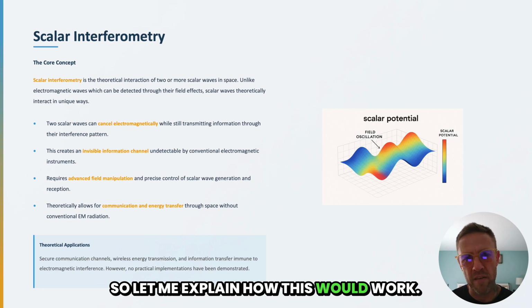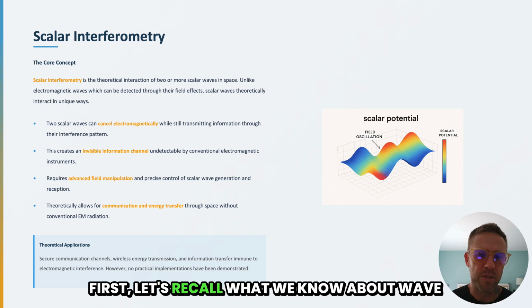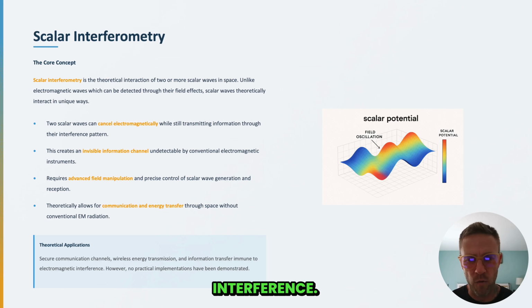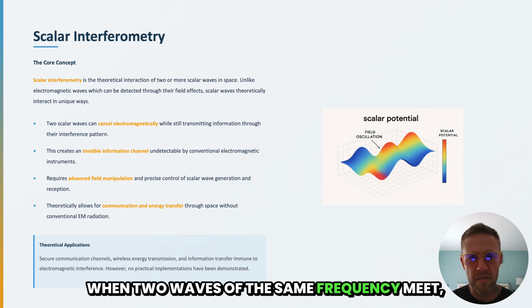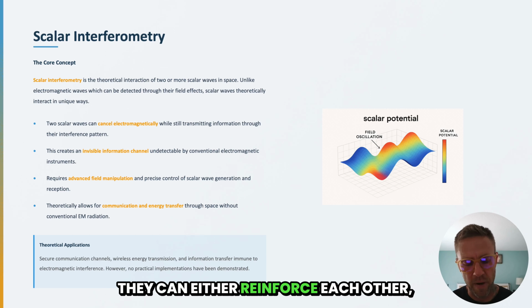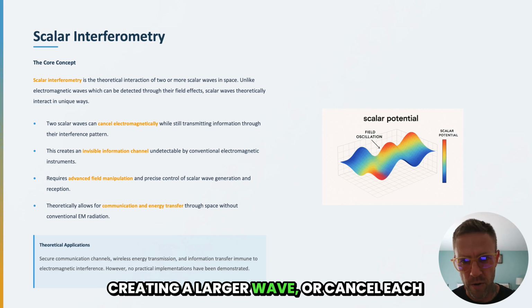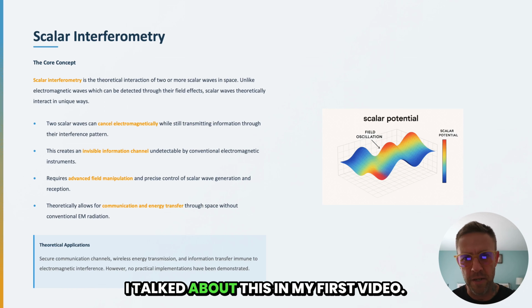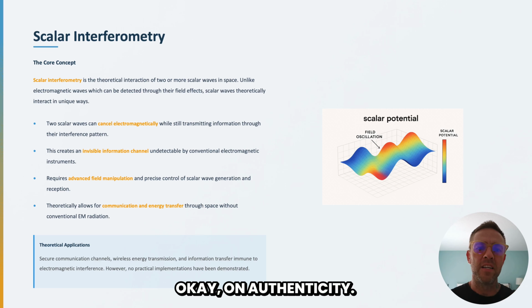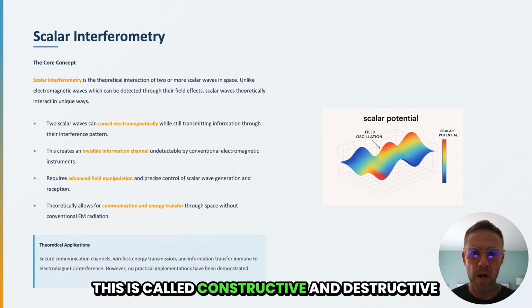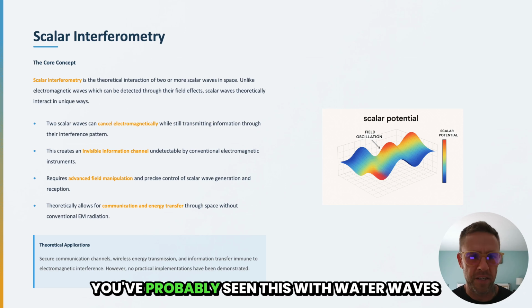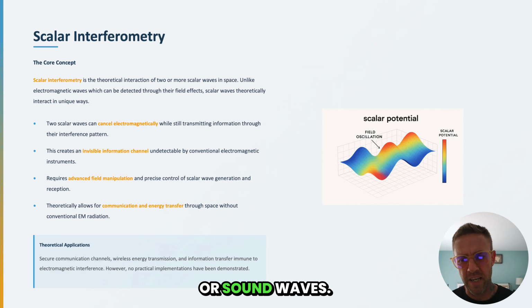So let me explain how this would work. First, let's recall what we know about wave interference. When two waves of the same frequency meet, they can either reinforce each other, creating a larger wave, or cancel each other out. I talked about this in my first video, okay, on authenticity. This is called constructive and destructive interference. You've probably seen this with water waves or sound waves.